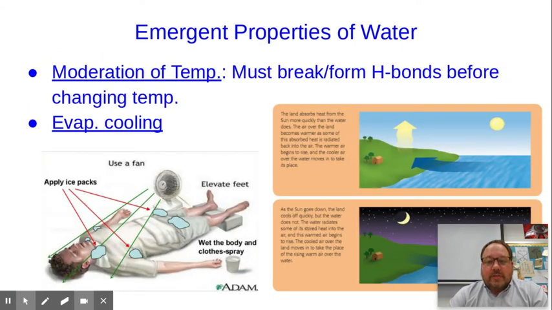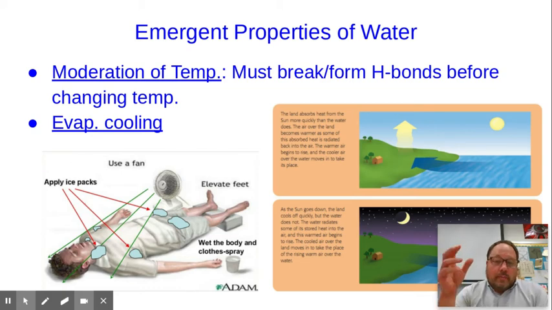Another fascinating feature of water is the moderation of temperature. Now, temperature is a measure of average kinetic energy. So when average kinetic energy goes up, so does temperature. Now, if you're going to get water molecules moving faster and raise their temperature, first you have to put in enough energy to break the hydrogen bonds between the water molecules. So because of this, you have to put a lot of energy into water to break the hydrogen bonds and then get the water molecules moving faster. That's why it takes forever to get water to boil, right?